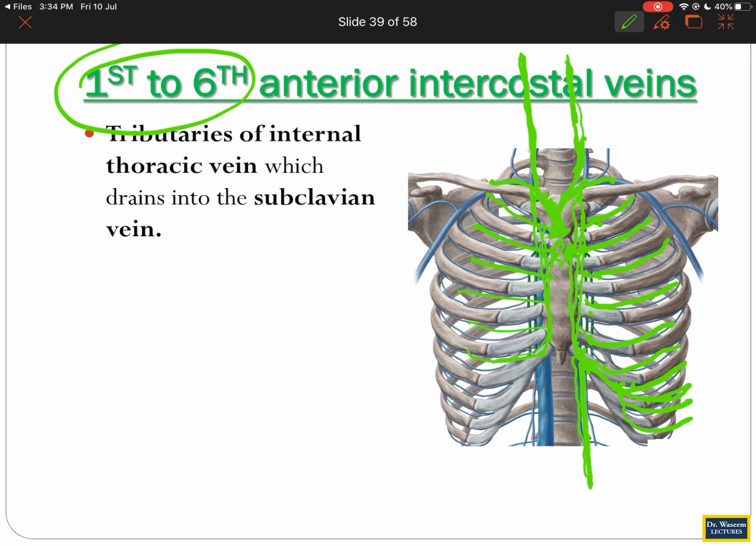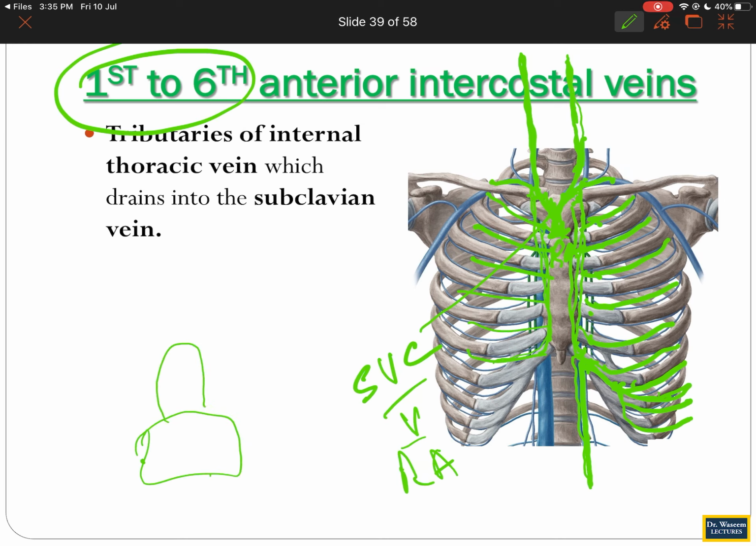A subclavian will join the internal jugular to form the brachiocephalic, and the 2 brachiocephalic will join together to form the superior vena cava. This is your superior vena cava. That opens into the right atrium. So if this is the heart, you see the heart, this will be your arch of aorta. Arch of aorta is giving here this one, the subclavian, and this is becoming axillary.